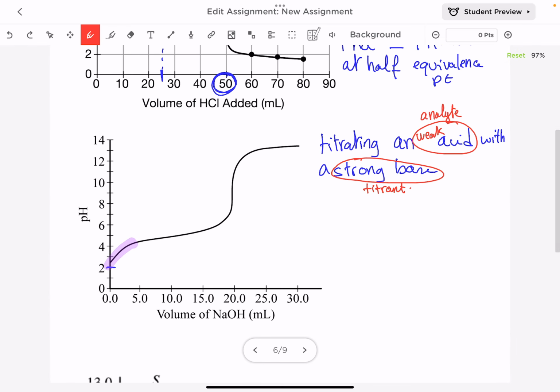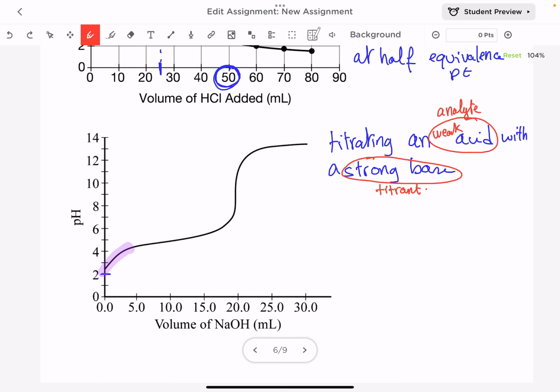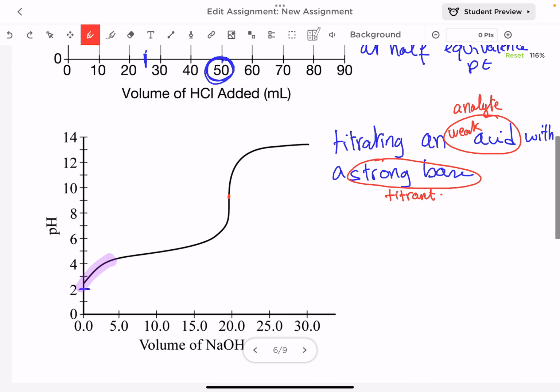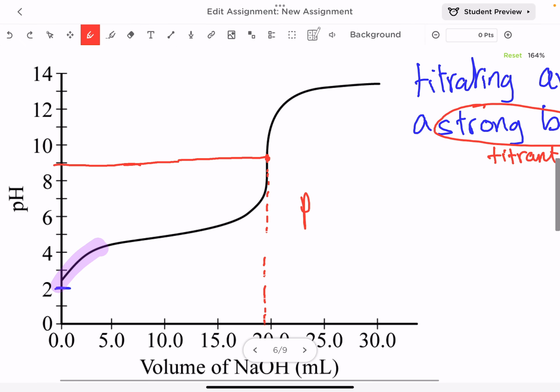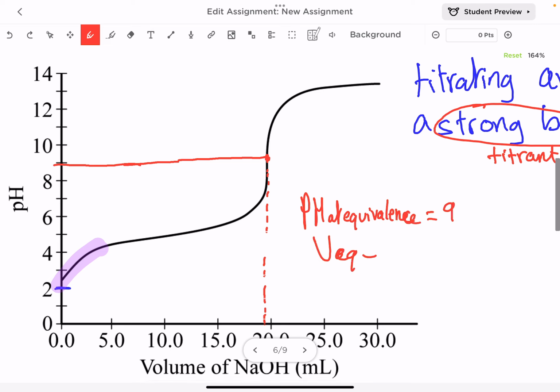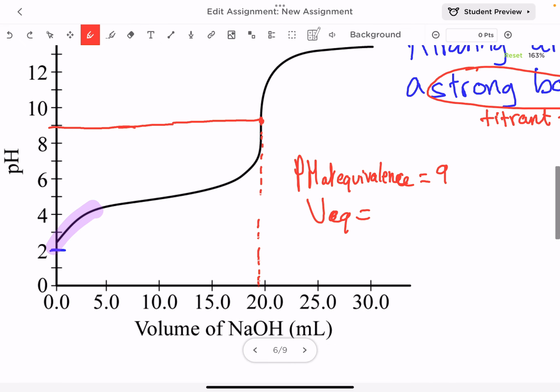Now next, what is the pH at equivalence? The equivalence point shows almost here. It's slightly before 20 milliliters. And the pH at this equivalence point is almost equal to 9. So pH at equivalence is equal to 9. And the volume at equivalence point, let's say this is maybe 19 milliliters.